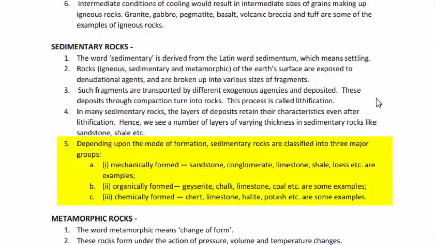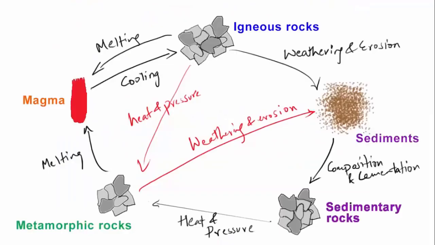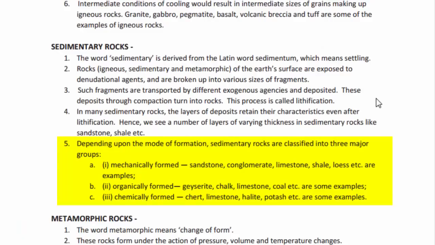Now, depending upon the mode of formation, sedimentary rocks are classified into three major groups. The first one is mechanically formed. When we say mechanical, that means it follows a natural pattern. How rocks weather down, then become tiny soil debris, which later on with accumulation and compaction becomes a rock again. So this is a natural cycle, also known as the mechanical cycle.